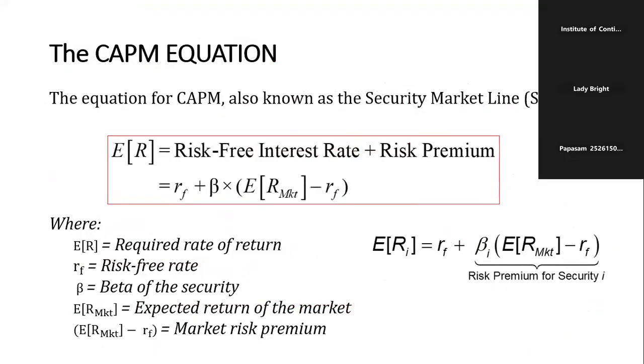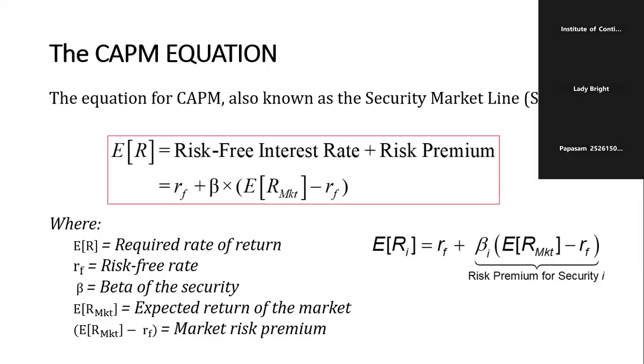Now, with the CAPM we talked about, the equation for CAPM is made up of the risk-free interest rate plus a risk premium. So when you are evaluating shares, the name of the theory is the capital asset pricing model. Stocks are one of the capital assets that we are trying to value.